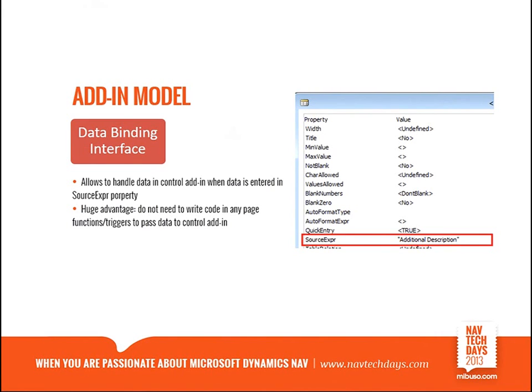For the source expression and data binding, you can directly bind, or map, you could say, global variables or database fields to the add-in by entering one of these fields or global variables in the source expression property. And this is a huge advantage, because you don't need to do any additional C/AL coding inside of NAV pages if you want to manage data with an add-in. So for example, for this additional description, we can automatically change the data in the code of the control add-in, and all the changes will be automatically put into the database. So this is data binding.